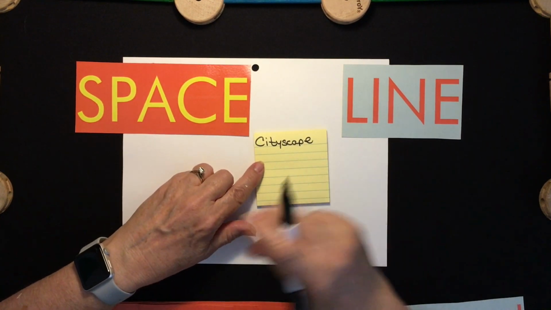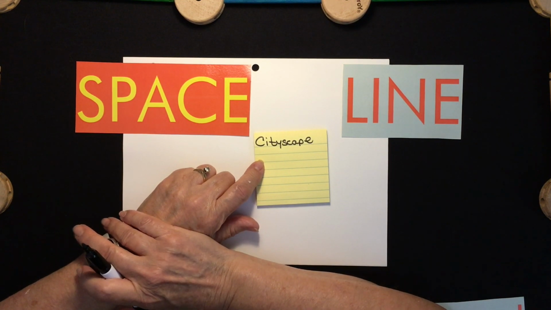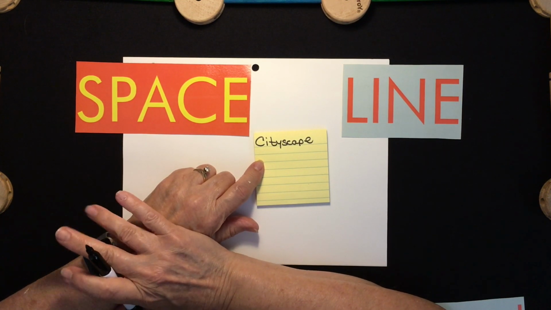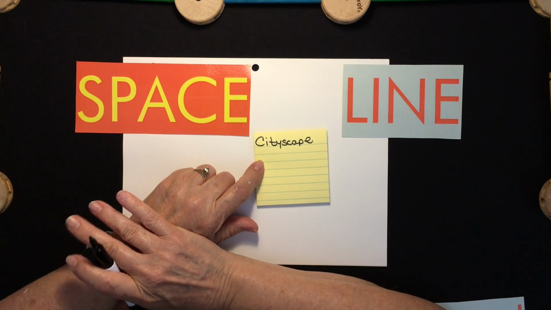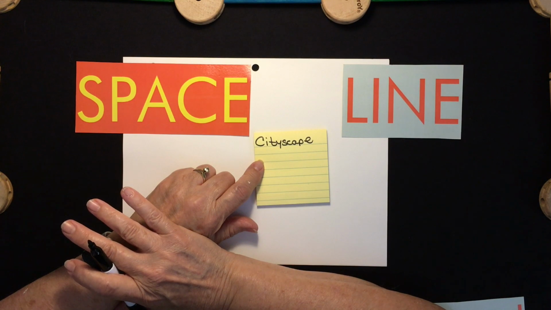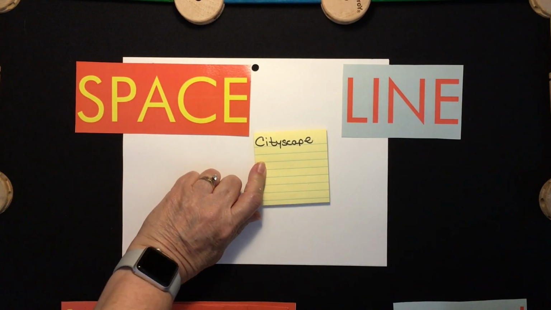Okay, so a cityscape is kind of like a landscape or a seascape. A landscape has land, a seascape might have the sea, and a cityscape, as you would guess, has the picture of the city. So we're going to make a cityscape today.